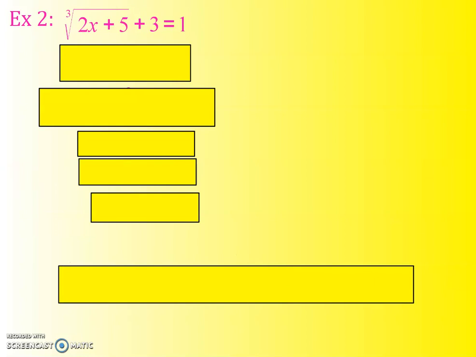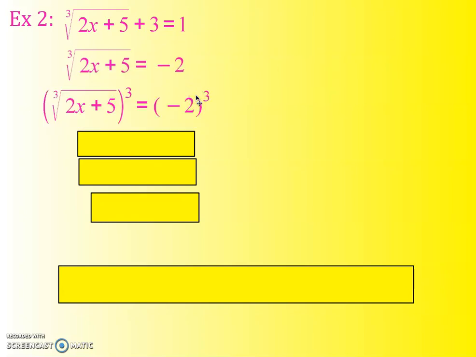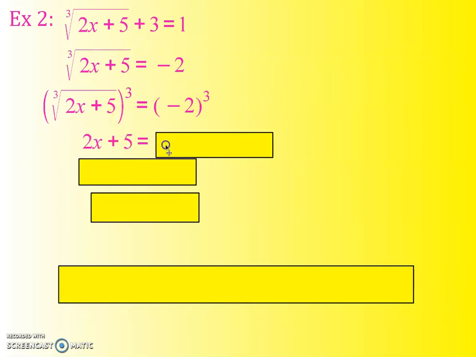Let's look at the next example. This time we have a cube root. We've got to get our cube root all by itself. Let's get rid of our plus 3 by subtracting 3 on both sides. To get rid of cube roots, we're going to cube both sides. Cube root and cube are going to cancel out, so you've got your 2x plus 5 equals.